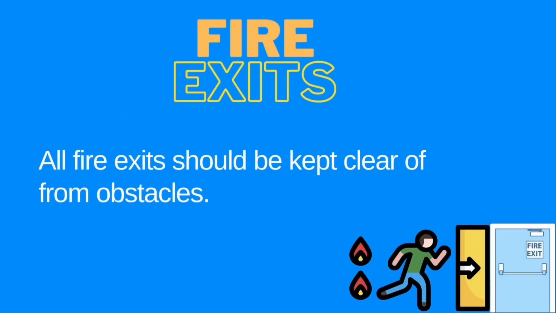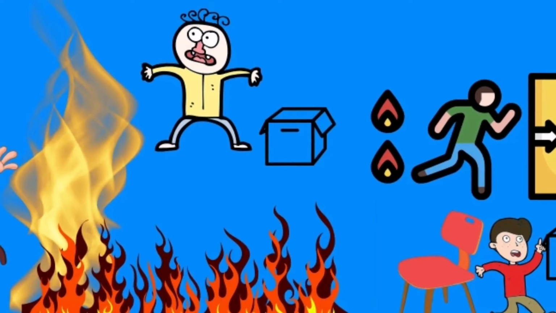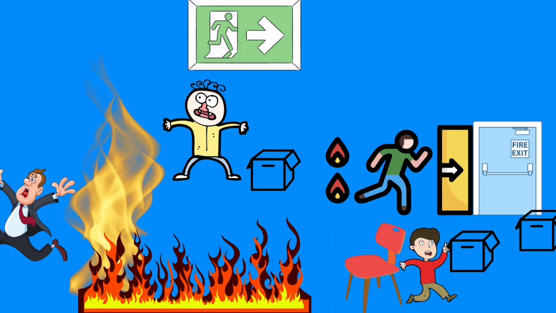Fire exits. All fire exits should be kept clear from obstacles. All students have a responsibility to make sure that chairs, empty boxes or any other type of obstacle are not placed in or near fire exit doorways. All corridors also need to have equipment stored on one side only to ensure that in the event of an emergency there is a clear exit.